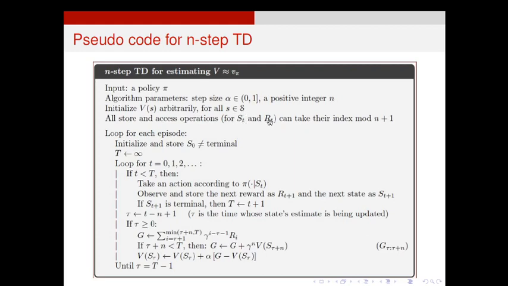Then all store and access operations for S_t and R_t. S_t is ordered by S_t, R_t. For any S_t, the corresponding reward is R_t. Take their index mod n plus 1. That means whatever the position of the state, you have to retain the value after the n step as the initial step. When I take the modulo operation with n plus 1, n plus 2 mod n plus 1 becomes 1, n plus 3 mod n plus 1 becomes 2. That's all. After this n plus 1 state, all states have the same values as S0, S1, S2, etc. That means after n plus 1 state, there are no new states.